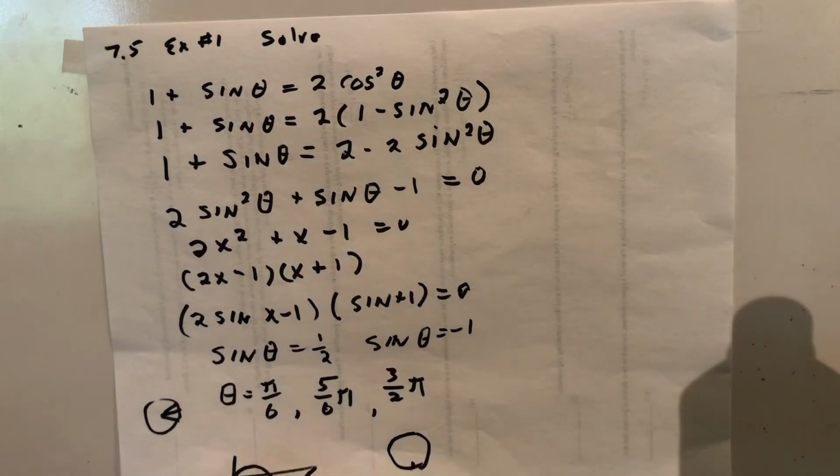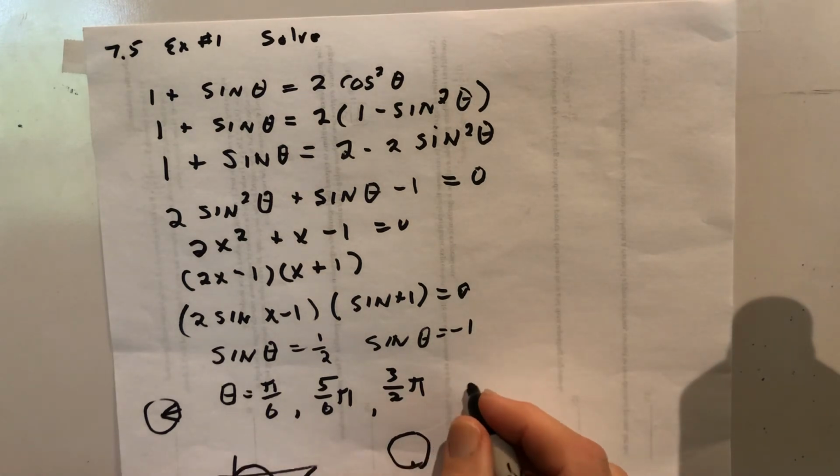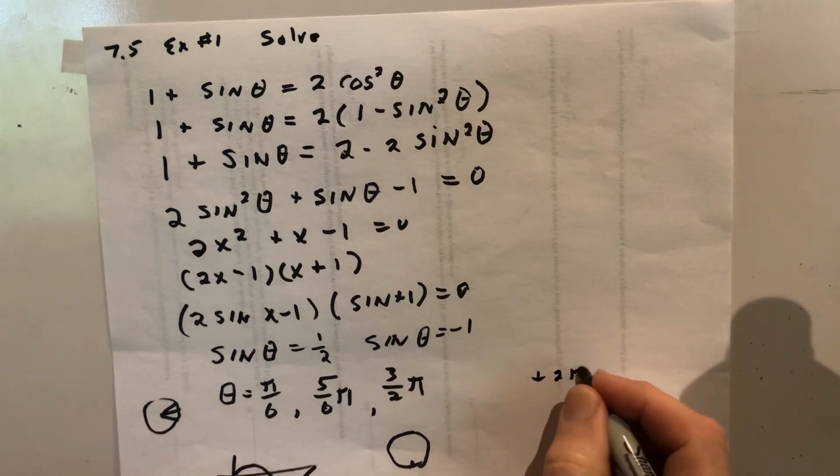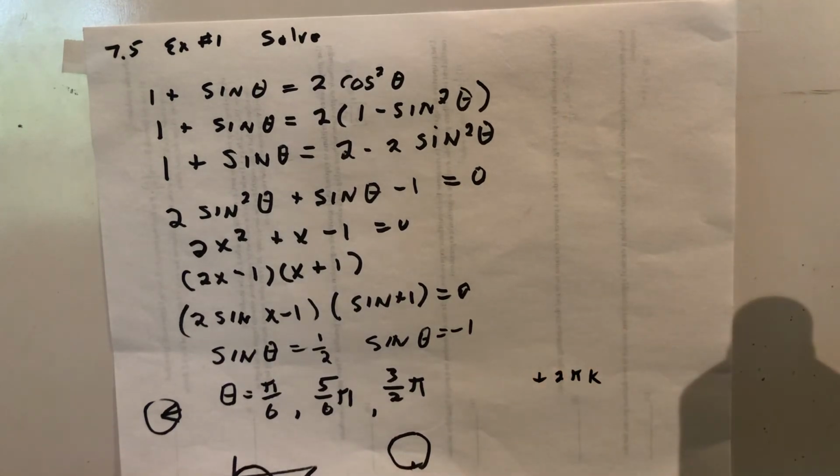All right, so that's your answer if they say only 1 cycle or 1 period. If they say all the answers, you have to add the plus 2 pi k. You just have to read the directions. If they just say from 0 to 2 pi, you're done. If they say all answers, just stick that on the end of each answer. All right.